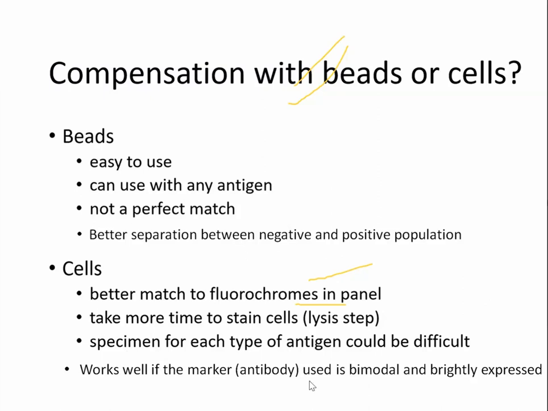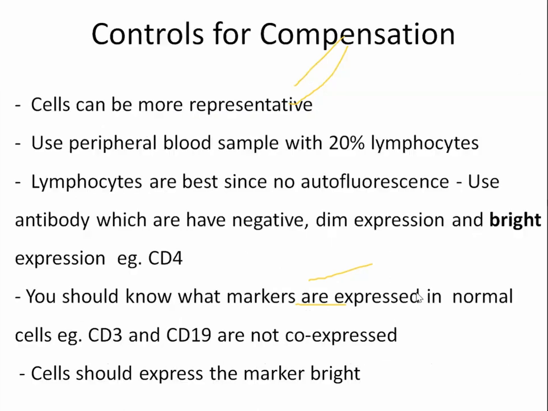It works well if the antibody used is bimodal and brightly expressed. As I said, CD45 you cannot use because there is no negative control in peripheral blood. But if you use CD3, CD19, CD4, CD8, those populations have negatives. For example, if you use CD19, T cells will be a negative control and B cells will be a positive control. So you get a negative population as well as a positive population. You need to select such cells.